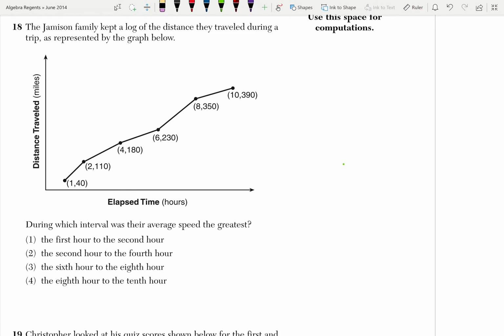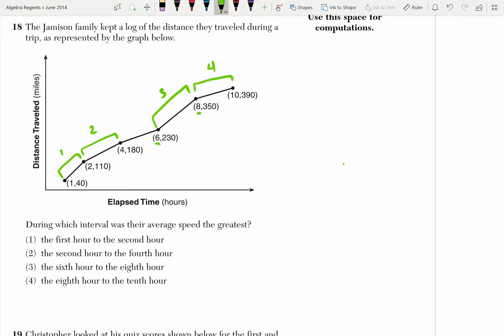Let's start with option 1. That one says the first to the second hour. So that's this interval right here. Let's designate all the intervals. The second option says second hour to the fourth hour. That's this interval right here. Option 3, the sixth hour to the eighth hour, is this interval right here. And then the eighth hour to the 10th hour, that's this last interval right here.